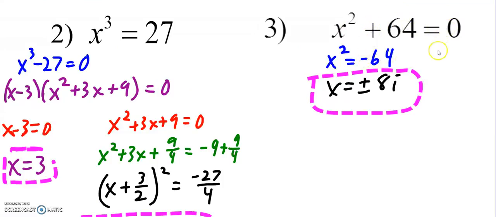The last one over here, x squared plus 64 equals 0. So in this case, I did subtract the 64, and then I took the square root of both sides, and I get x equals plus or minus 8i. So because this was x squared, I get 2 solutions, and I did.